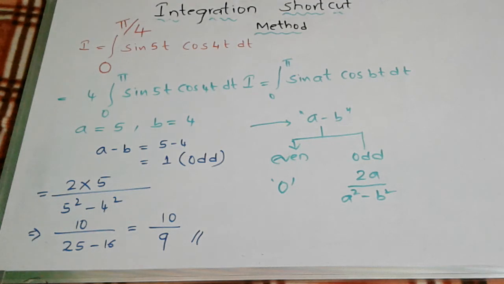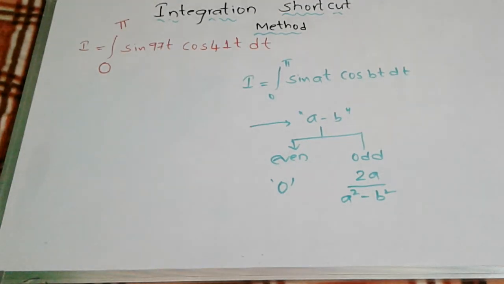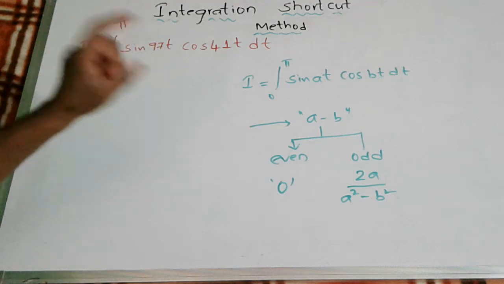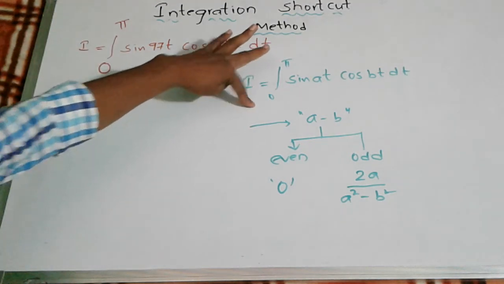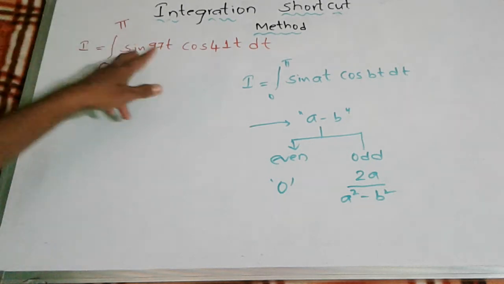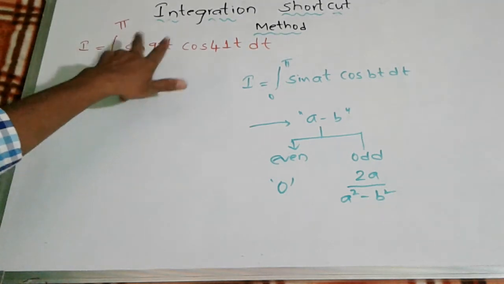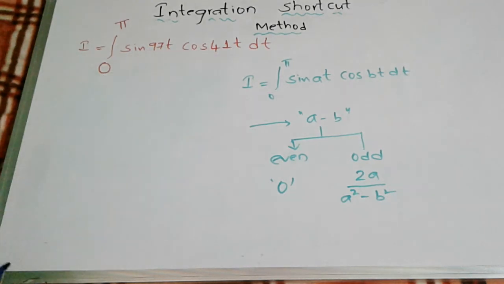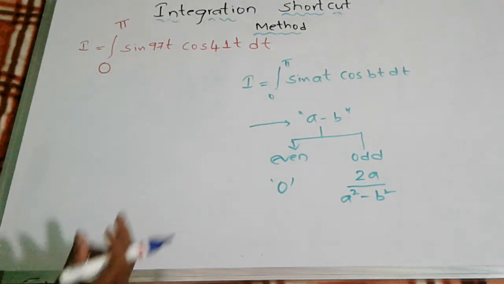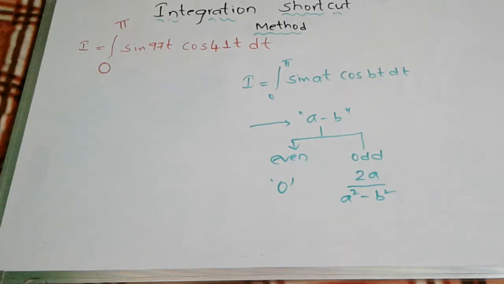Let's move on to the next example. Okay guys, this is the third example which we have, and this is the last one. First of all you have to check whether this is in the general format or not. So the integral is 0 to pi, right? And this is in the form of sin at and this is in the form of cos bt, right? So you can comfortably apply this condition, right?